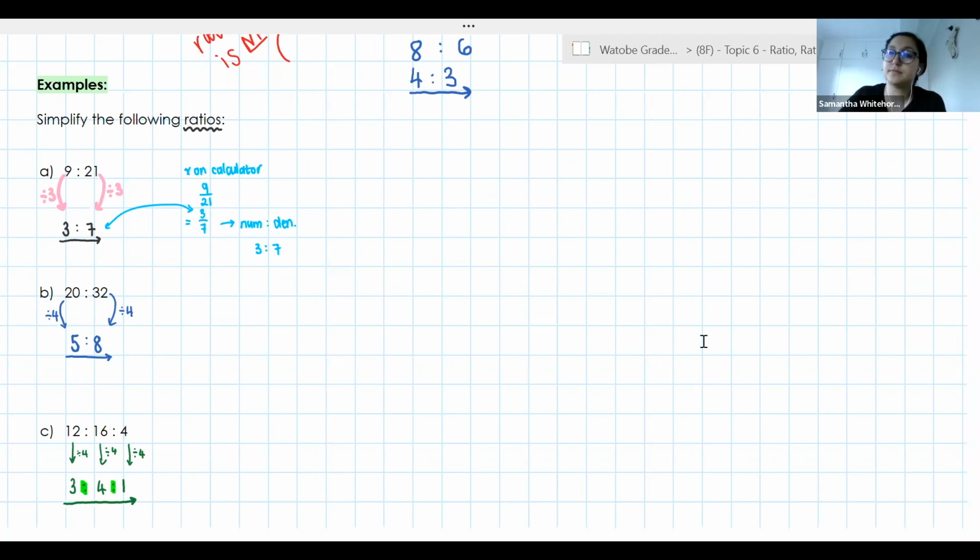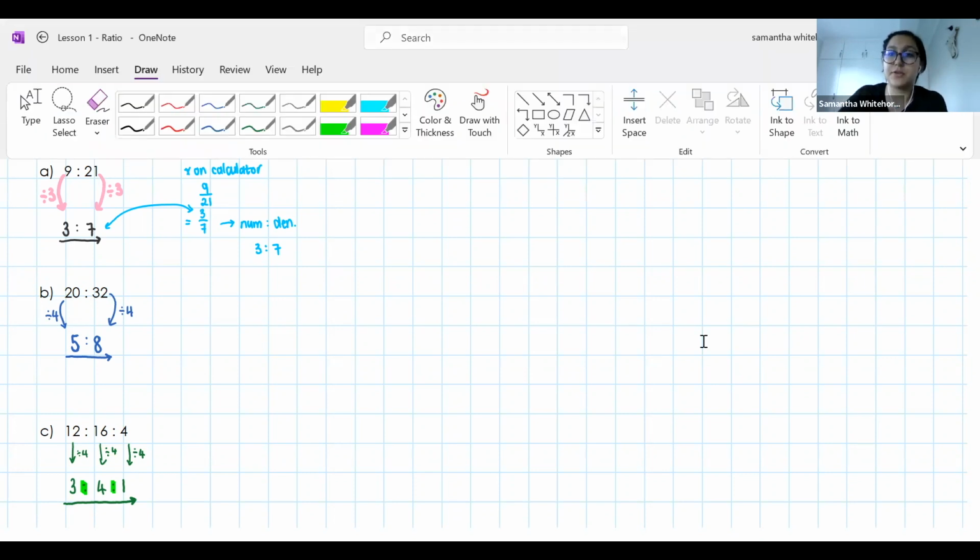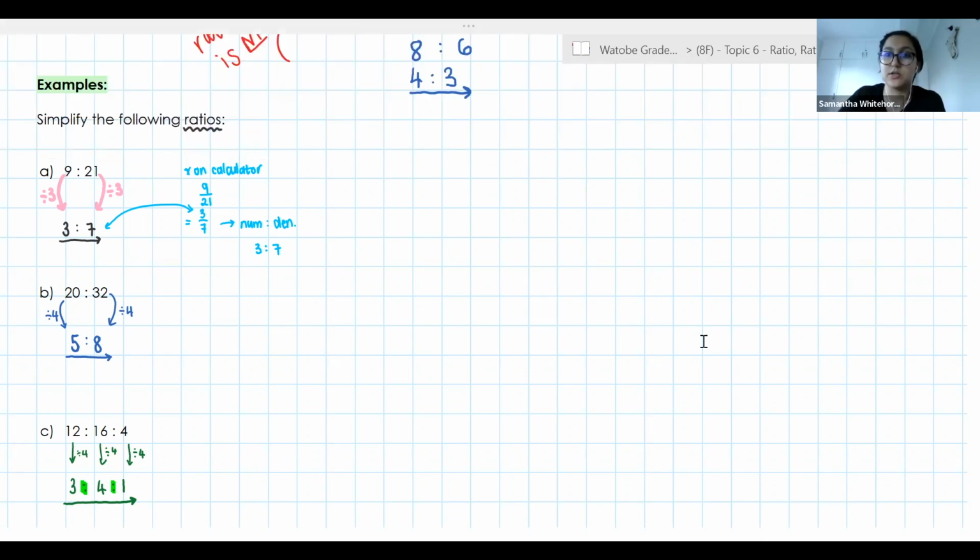Vele, I've unmuted you on my side. I have a question. If I got a different answer, is it still correct? No. Your answer needs to be 3 is to 4 is to 1. What answer did you get? I got 6 is to 8 is to 2. Okay, so all of those can be divided by 2 again. So 6 divided by 2 will give you the 3. The 8 divided by 2 will give you the 4. And the 2 divided by 2 will give you the 1. So you need to do the next division.